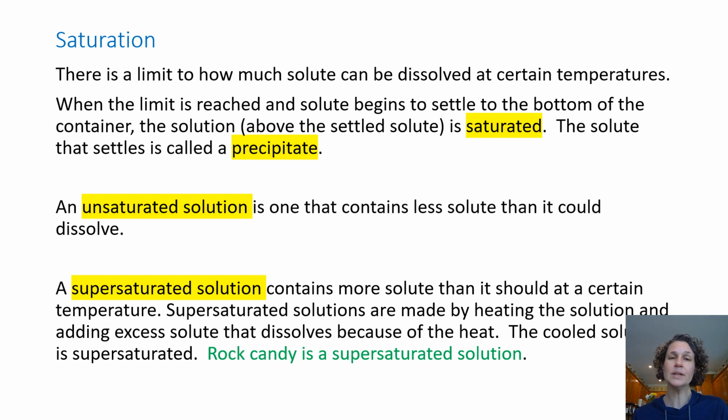At that point, the solution itself, so everything above the settled solute, is considered saturated. And so at that point, it is holding as much as it possibly can. The liquid is holding as much salt as it possibly can be holding. That is saturated. The solute that settles out is called a precipitate. Just so you know, I think it's one of your vocab words.